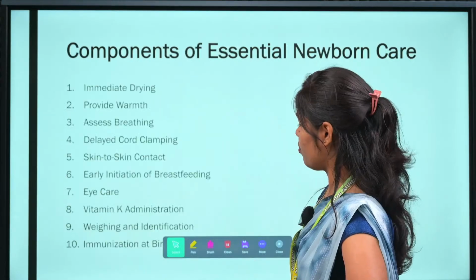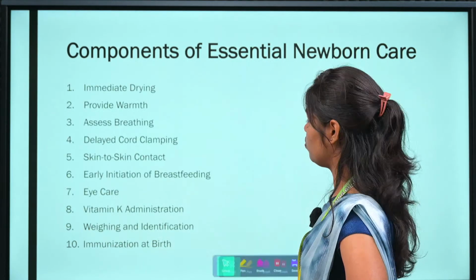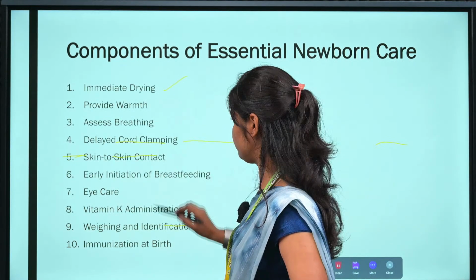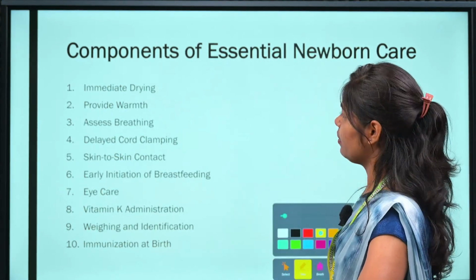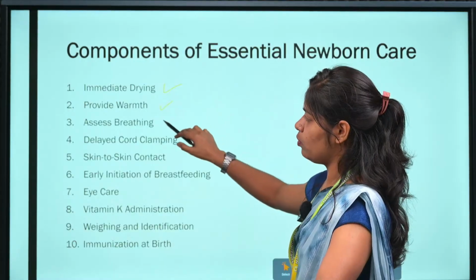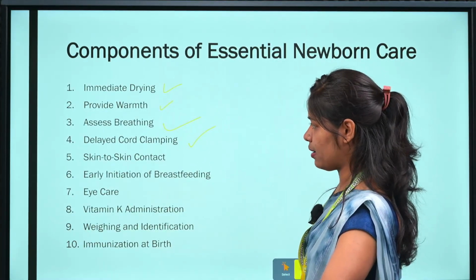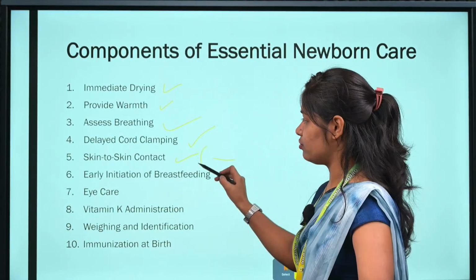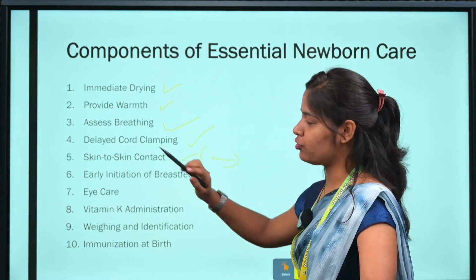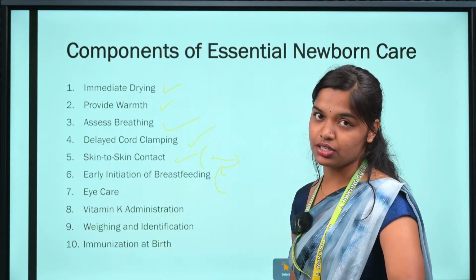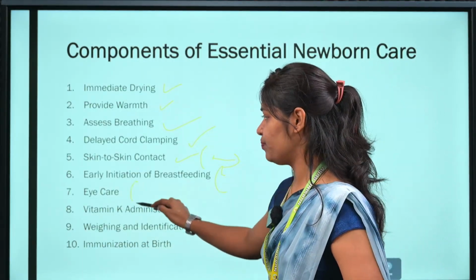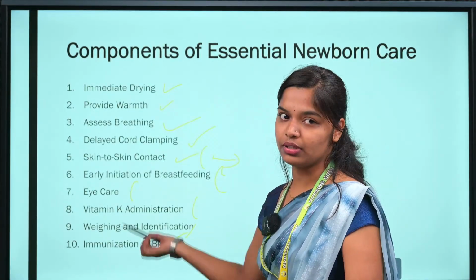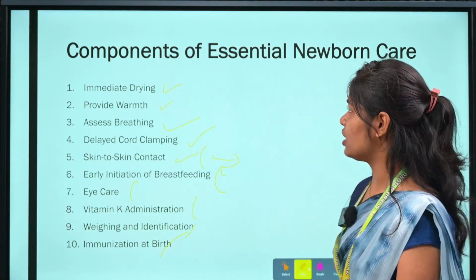The components of essential newborn care include immediate drying of the newborn, provide warmth to the newborn, assess the breathing, delayed cord clamping, skin to skin contact to control any infections or any kind of problem or complication for the newborn, early initiation of breastfeeding and also eye care, vitamin K administration, weighing and identification, immunization for the birth. These are all the components of essential newborn care.